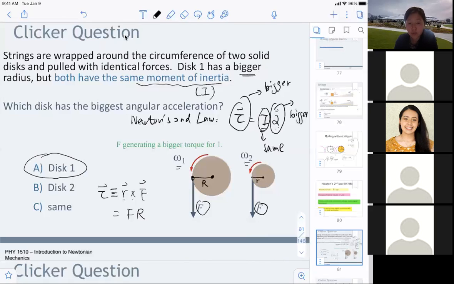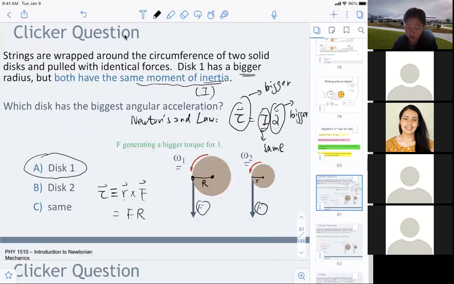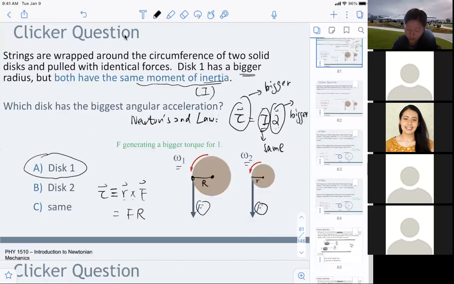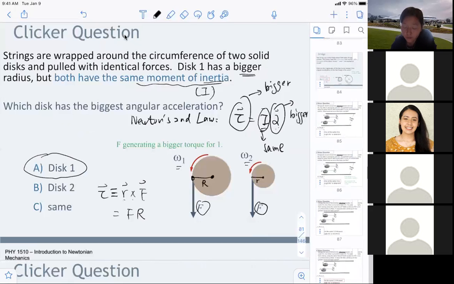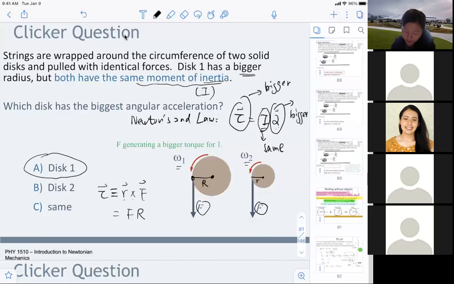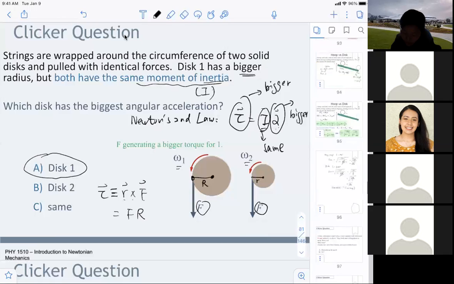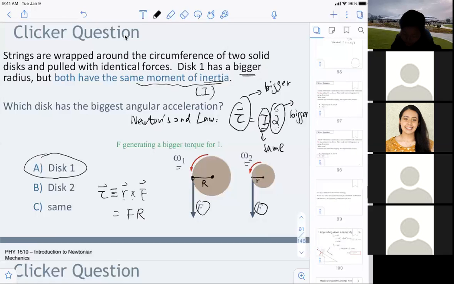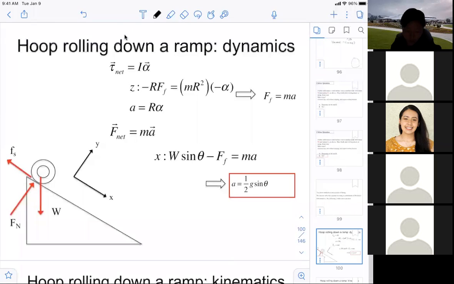But if the problem is changed and they don't have the same moment of inertia, then you have to look at 1/2 mr squared carefully to see which one has a bigger I. So if the situation is changed, you need to know how to solve it. For the little bit of time we have left, I want to show you the same problem using the dynamics approach.